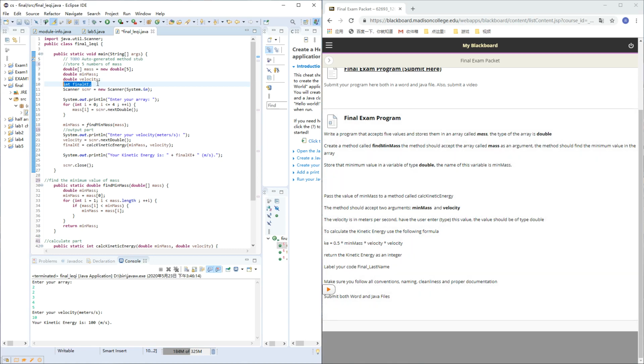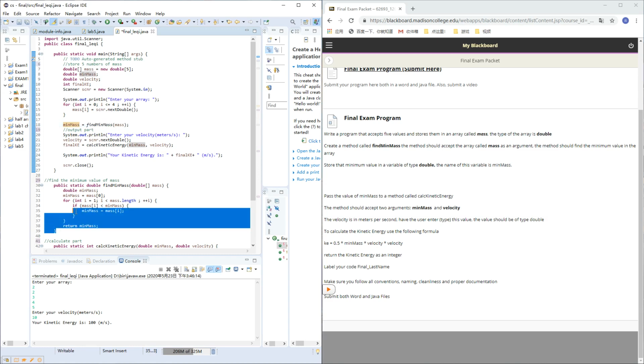Never mind. So these values are all double, and then we ask them to enter the value of the mass. We ask them to enter your array, so we have five numbers right here. We ask them to enter five numbers. We use a for loop to enter it, and then we identify the minimum mass. Then we use this program, find minimum mass.